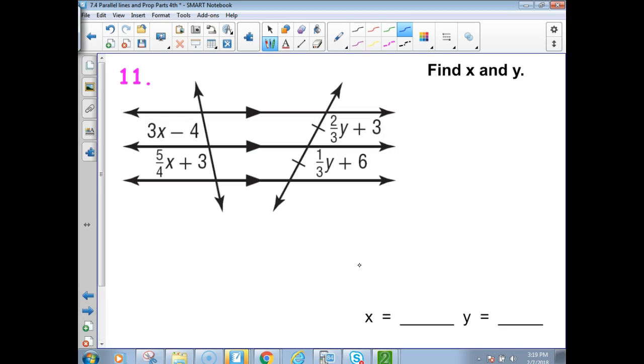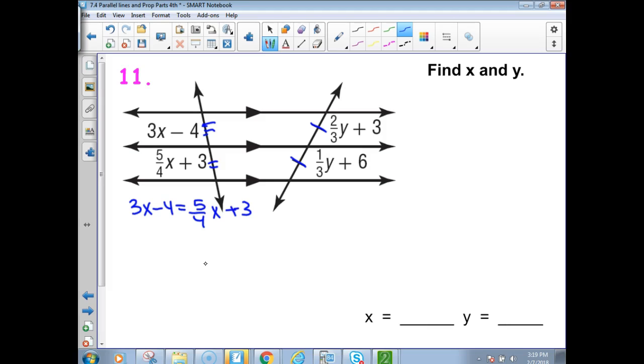Number 11. Ooh, special. We got fractions. Don't let this bother you. I will help. You got parallel lines. It shows that these two are congruent. Therefore, these two segments are congruent also. So we're going to do 3x minus 4 equals 5/4 x plus 3.